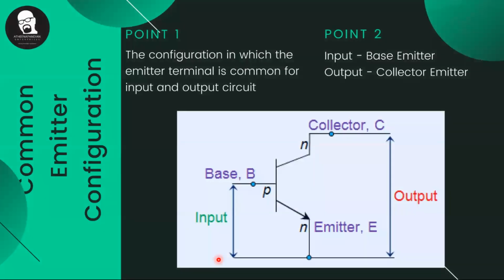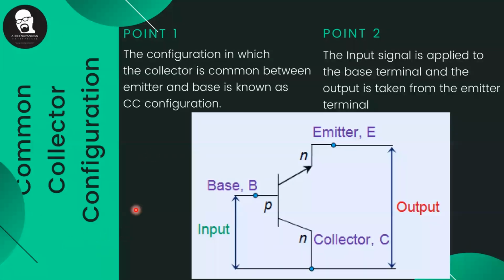So what is common emitter configuration? Let us know about it. Point 1: the configuration in which the emitter terminal is common for input and output circuit. Point 2: input is base emitter, output is collector emitter. And this is the symbol and diagram of the common emitter configuration.